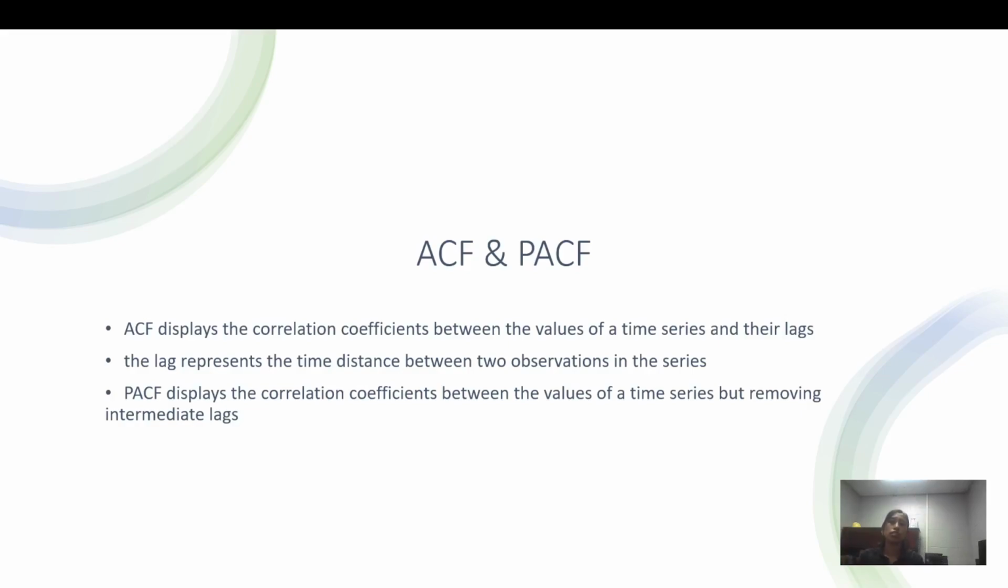Next we will see the ACF and PACF to see the structure of the data. ACF displays the correlation coefficient between values of the time series and their lags. Lag is the time difference between two observations in the series, and PACF displays the correlation coefficient between values, but it removes the intermediate values. That is, it conducts correlation between the first data and third data, removing the in-between data.